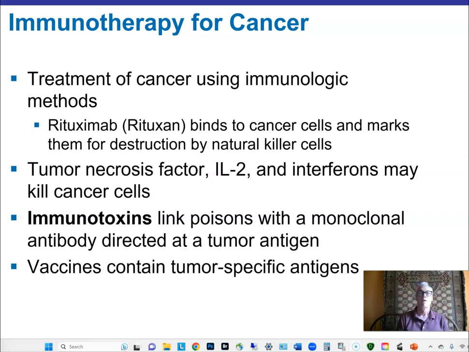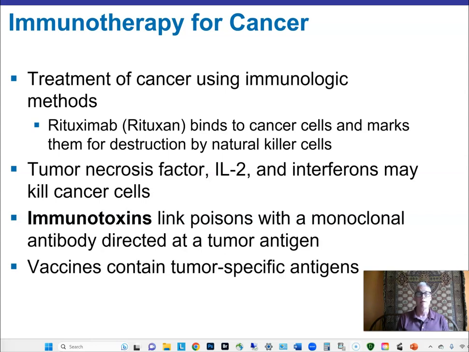So if you use this antibody, you can knock back a whole bunch of cancer cells if you have a lymphoma, for example, a B cell cancer growing in the lymphatic system. You can use rituximab. It's used for other types of cancers that happen to overexpress CD20. TNF alpha and interleukin 2 and various interferons kill cancer cells. So if we can find a way to express those in the context of a tumor, they help destroy it.